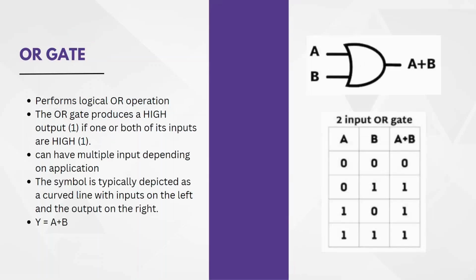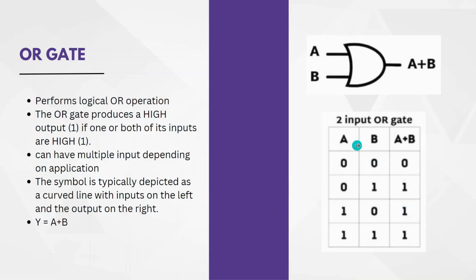Next, we have the OR gate. OR is somewhere correlated to the addition operation. So hence, if these are two inputs, then the output of OR would be A plus B. That is how we represent it. And this is the symbol of the OR gate. So OR produces high if one or both of the inputs are high, which means if any one of the inputs has 1, then the output also would be 1.